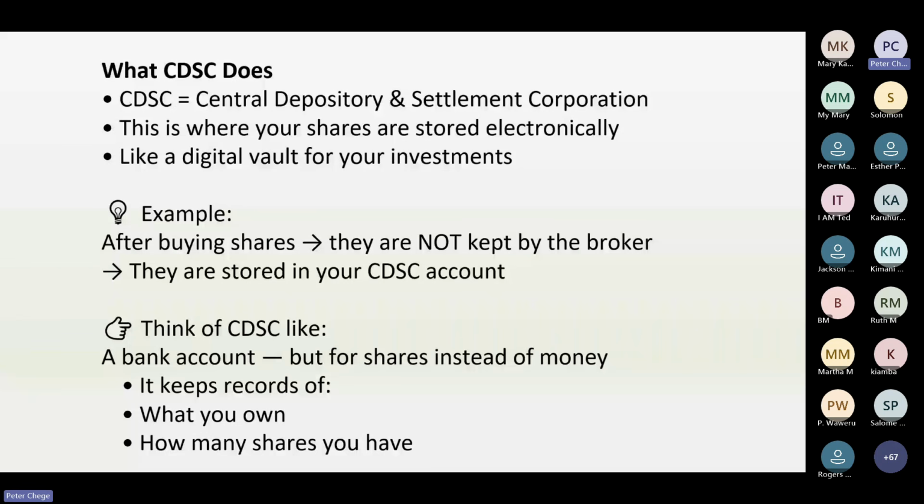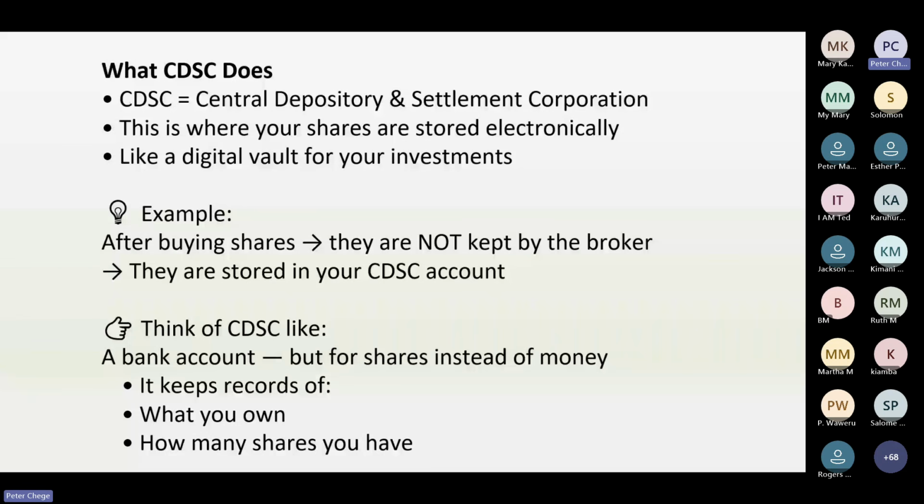So what happens after you buy shares? It's not the broker who keeps your shares. Shares are stored at CDSE. All brokers connect to CDSE to fetch your shares. So CDSE as an entity is the bank for your shares. Brokers are just the tellers, the teller in the bank. If you want to get your shares, they can withdraw for you, that is selling. If you want to deposit, you just buy from NSE, they put them in CDSE accounts.